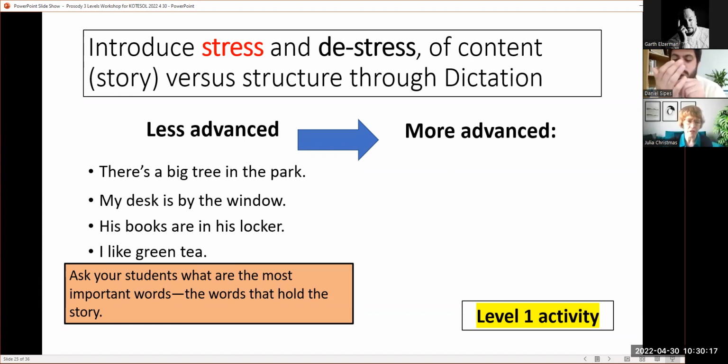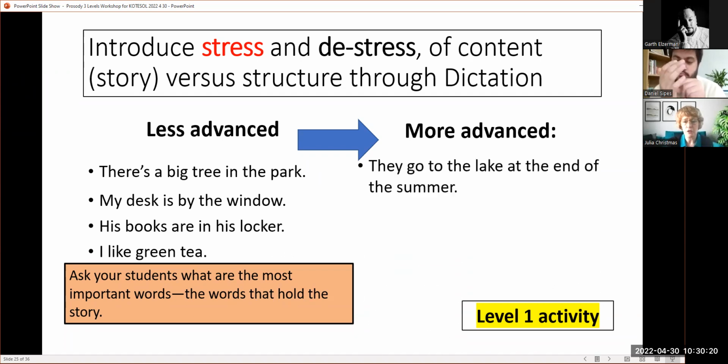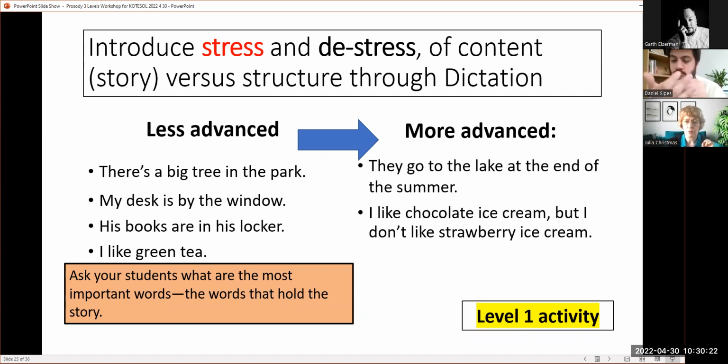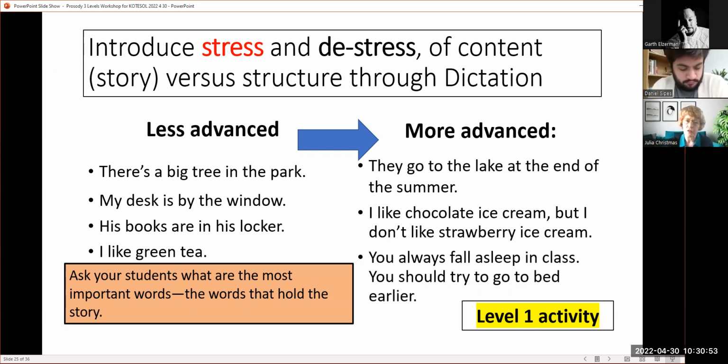So emphasizing. And for more advanced students, I use longer sentences and things that I can use later to teach. Okay, well, what words do we stress and de-stress? So like, I like chocolate ice cream, but I don't like strawberry ice cream. And this sentence has the nouns that are stressed, but it also has the negatives that are stressed. And students, if you have one sentence that you can mine for a lot of stress features, it's very, very useful. So that's a very, very level 1 activity.